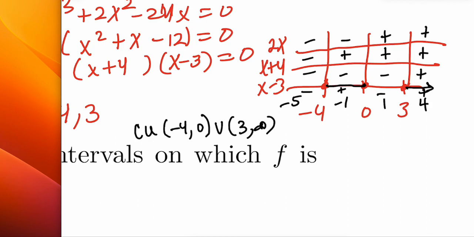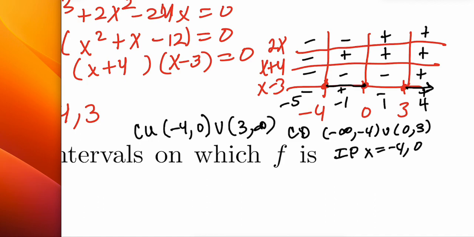They were looking for this section and this section. But let's summarize everything else. So it is concave down from -infinity to -4 and also from 0 to 3. We have a change in concavity. A lot of functions don't have a change in concavity in this many places, but we have an inflection point when x equals -4, 0, and 3.